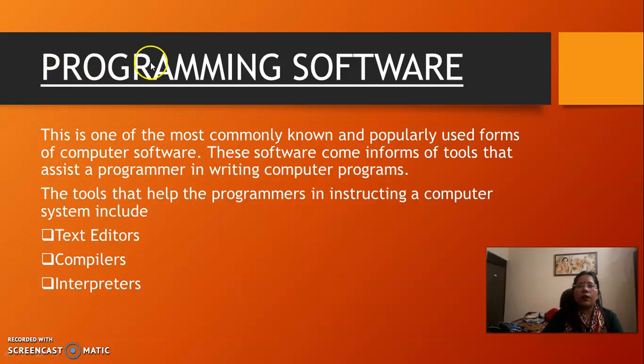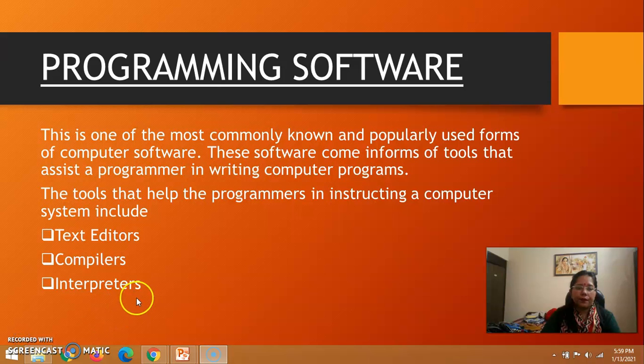Last one is programming software. Programming software is one of the most commonly known and popularly used forms of computer software. This software comes in the form of tools that assist a programmer in writing computer programs. So programming software is software which helps the programmer in developing other software. The tools that help programmers in instructing a computer system include text editors, compilers, and interpreters.